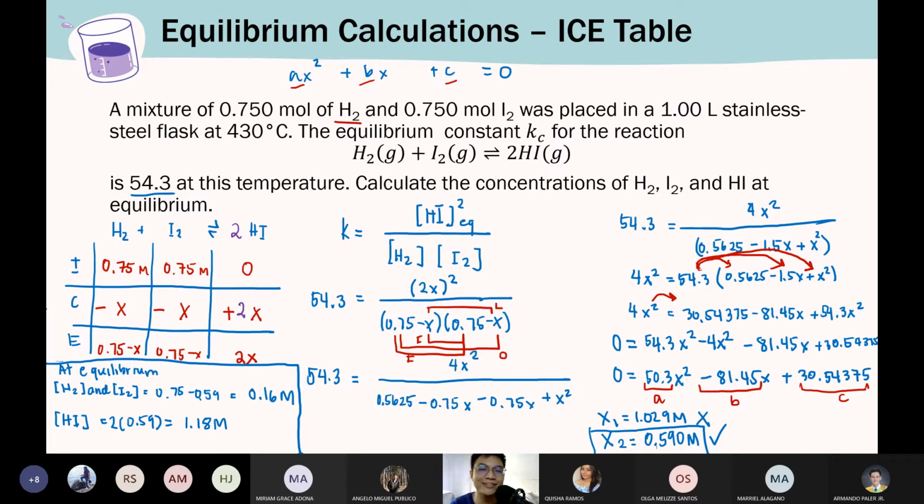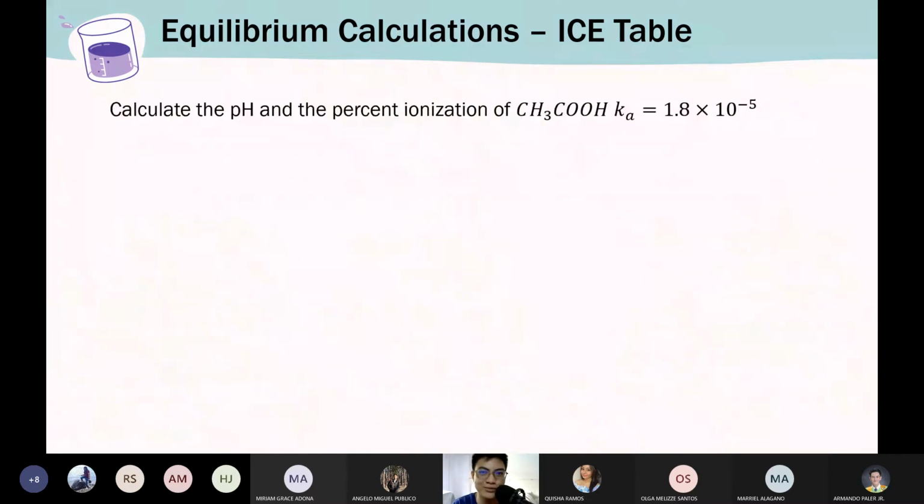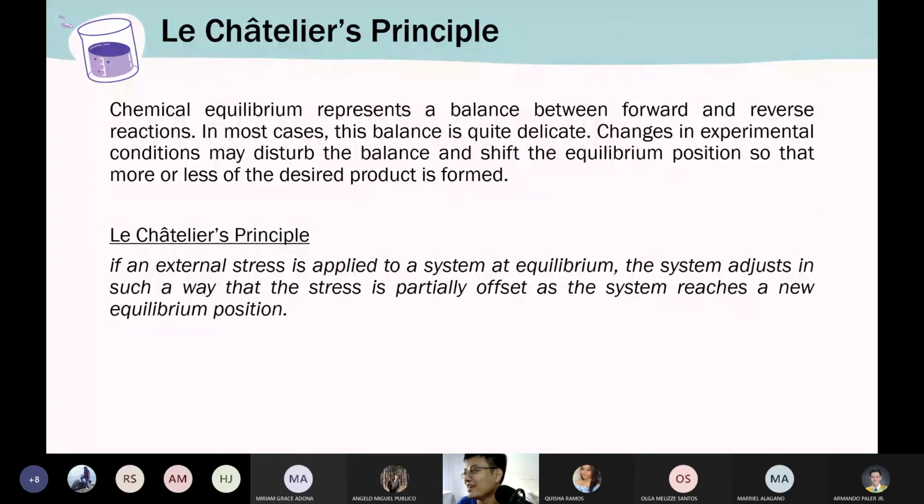So, yung ating chemical systems, they are also affected by stress. Bukod sa binibigyan nila tayo ng stress, sila rin nasi-stress mismo. What are those stresses? Yung mga stress na yon ay yung mga change in temperature, change in volume, change in pressure, change in concentration. So those are the external stress that our equilibrium system suffers.